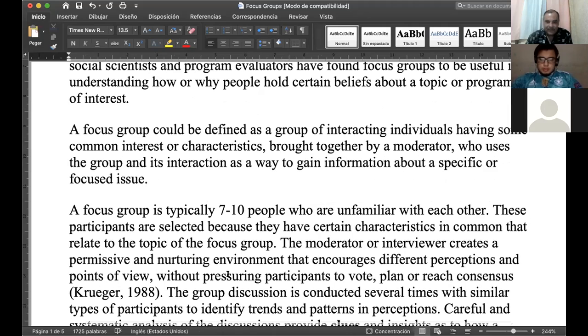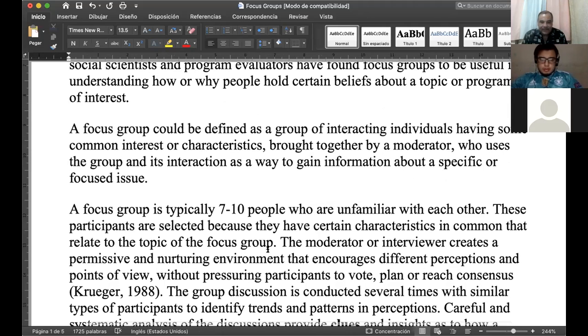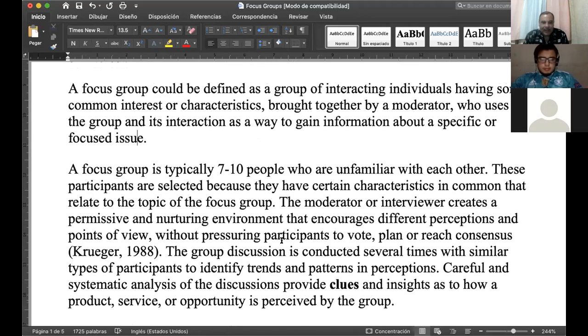Participant moderate interview creates appointments without pressuring. Pressuring, okay? Do you know what is when you work under a lot of pressure? Yes. So pressuring is presionando, without pressuring, sin presionar participants to vote, right? So you are not pressuring them to vote.